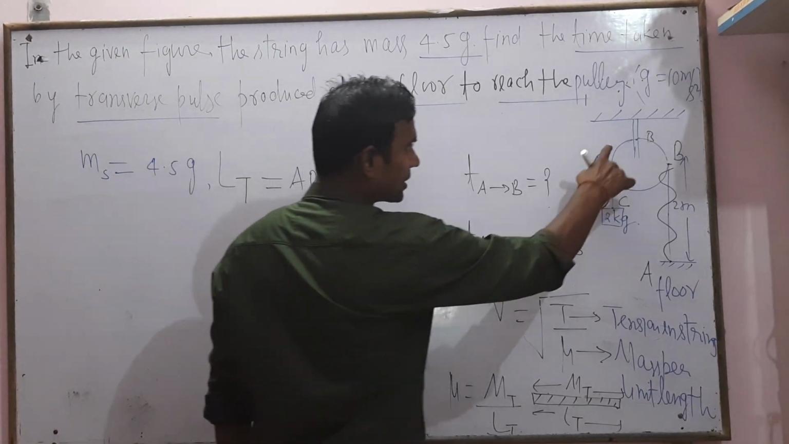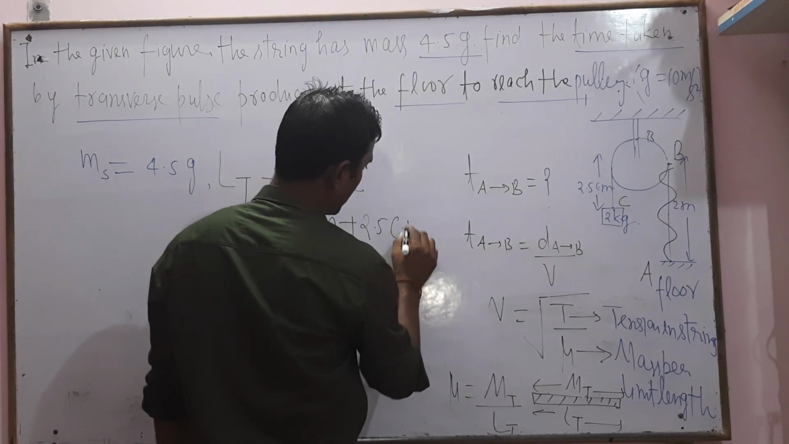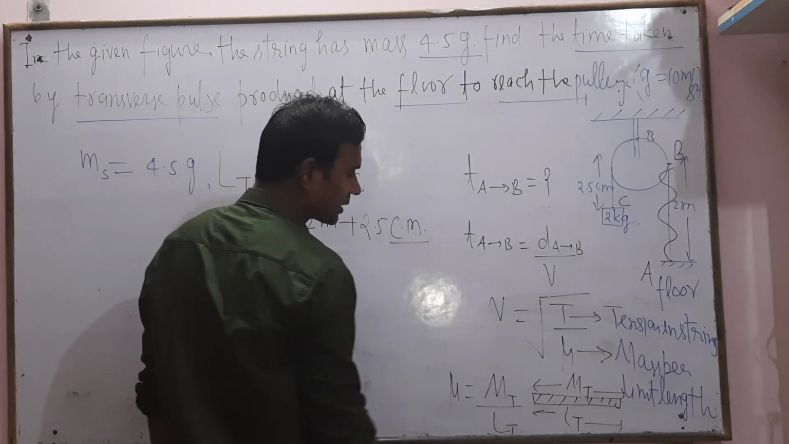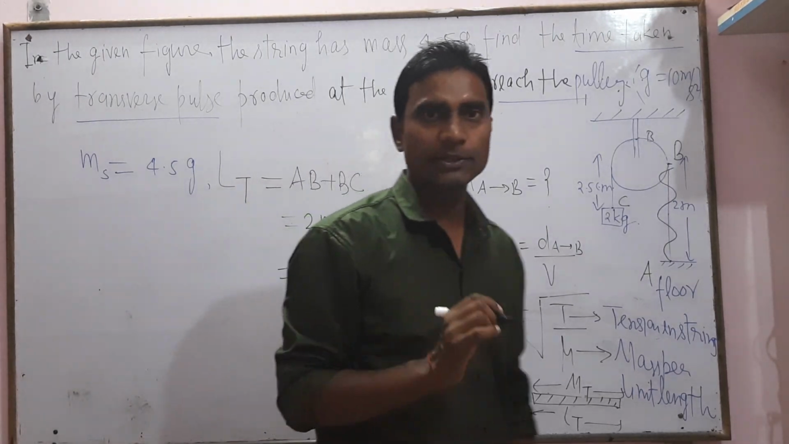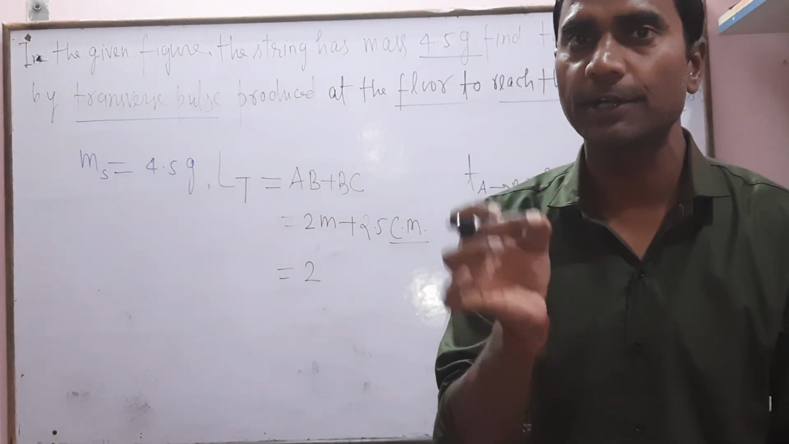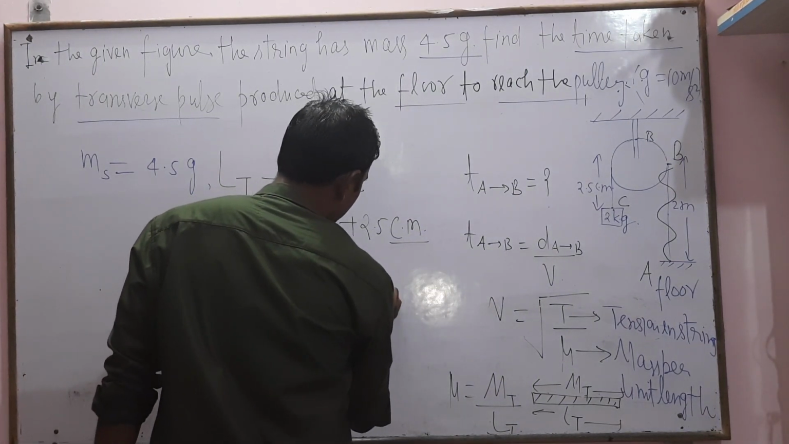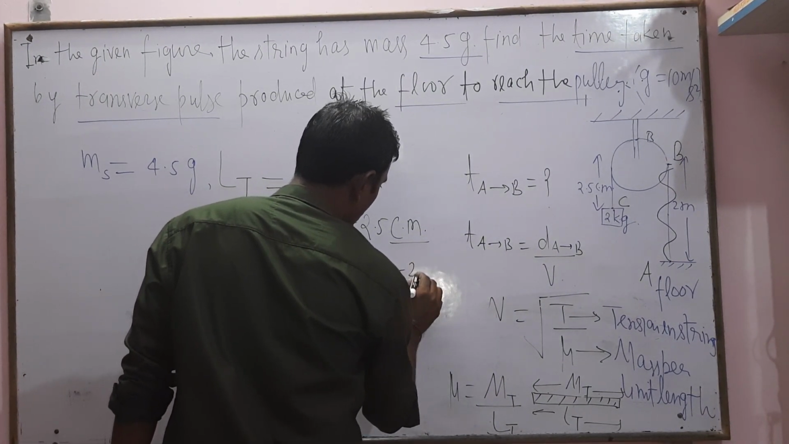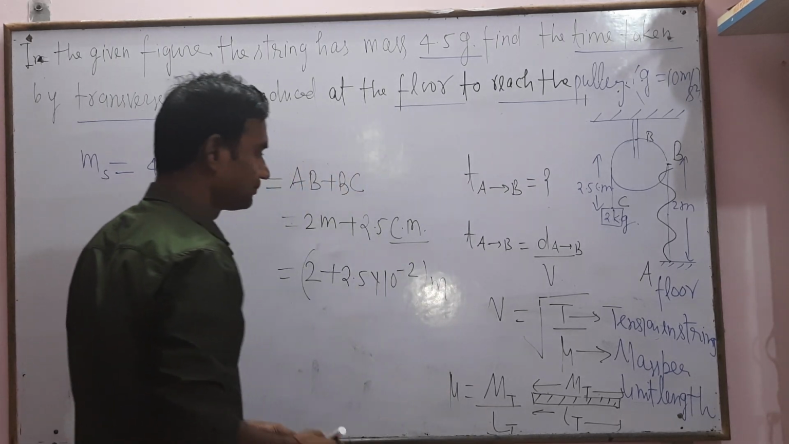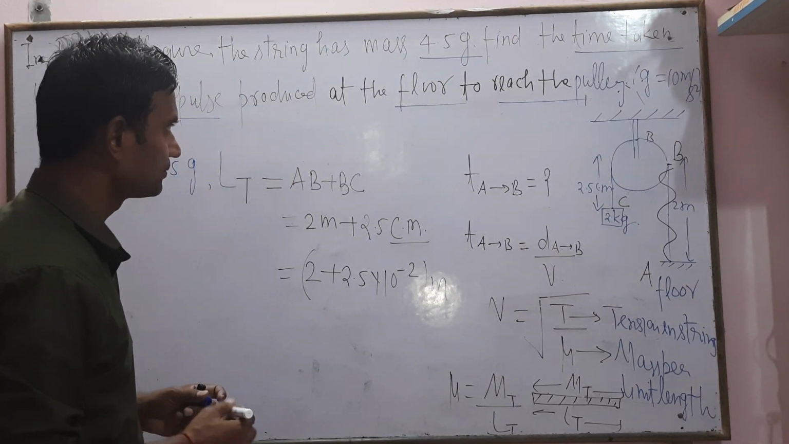Plus BC. BC equal to 2.5 centimeter. You can convert the centimeter into meter, multiplying by 10 raised to minus 2. Implies 2 plus 2.5 into 10 raised to minus 2. This is the total meter.